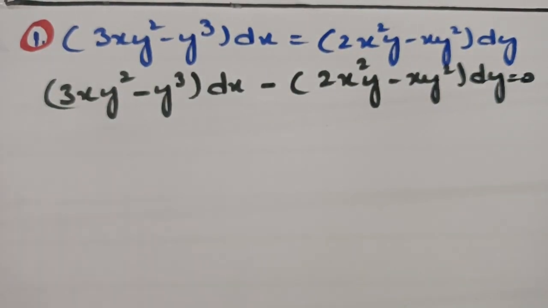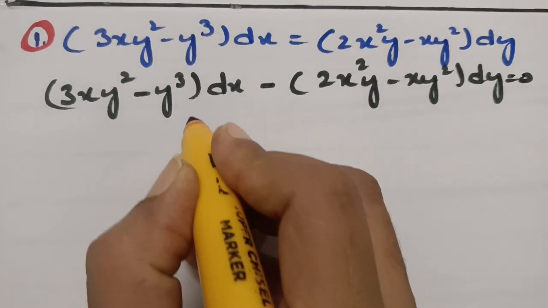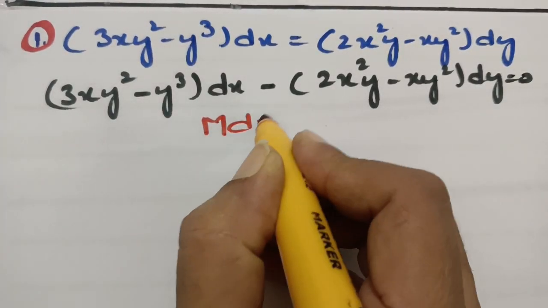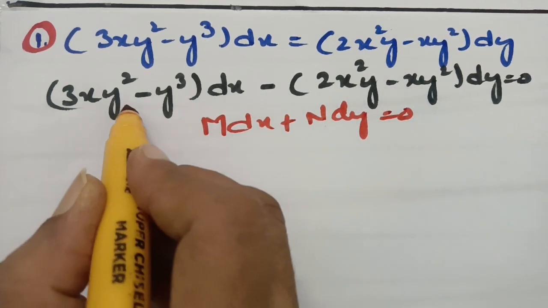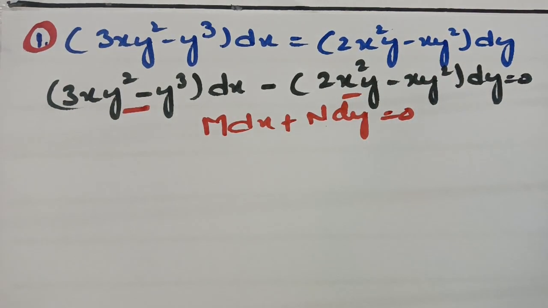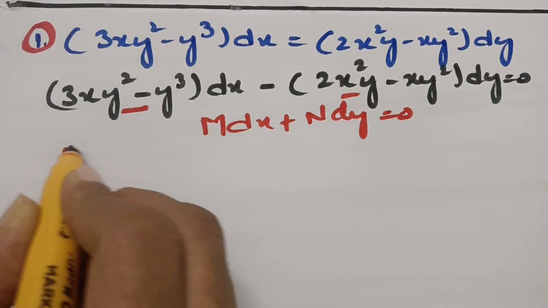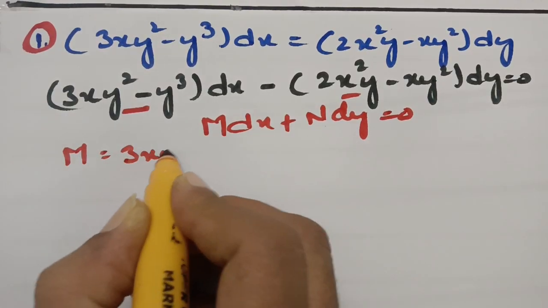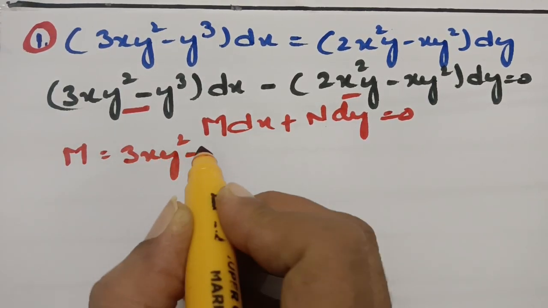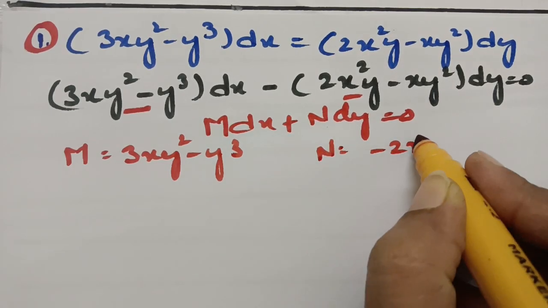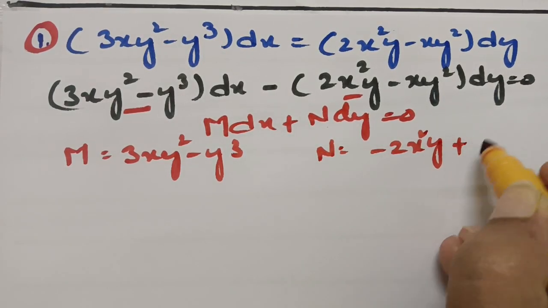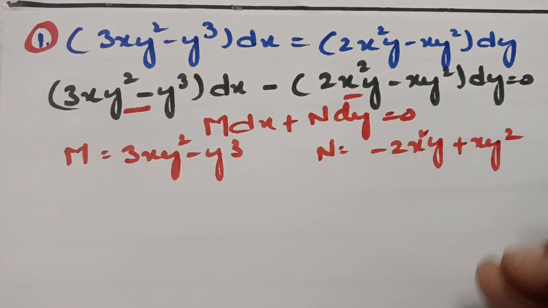Now this is of the form M dx + N dy = 0. So this value is M and this value is N. What is the M value here? The M value is very clear: 3xy² − y³. And what is N here? This is −(2x²y − xy²), that is −2x²y + xy².